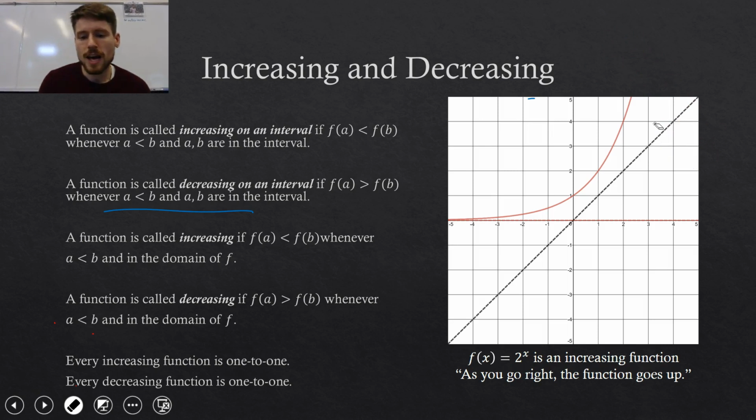And the function 2 to the x is what we've got graphed here. So when you plug in 0, you get 1. When you plug in 1, you get 2. When you plug in 2, you get 4, and so forth. When you plug in -1, it gives you a half.